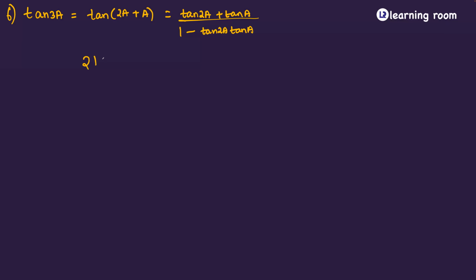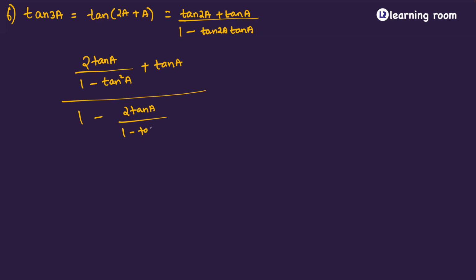It is going to be 2 tan a divided by 1 minus tan square a plus tan a, the whole divided by 1 minus 2 tan a by 1 minus tan square a multiplied with tan a. Clear with this? So observe. All that we need to do is take LCM. So it is going to be 2 tan a plus tan a into 1 minus tan square a.